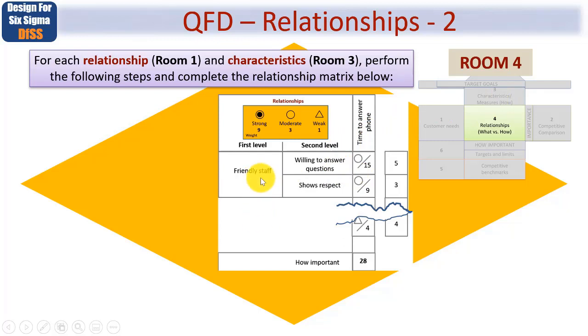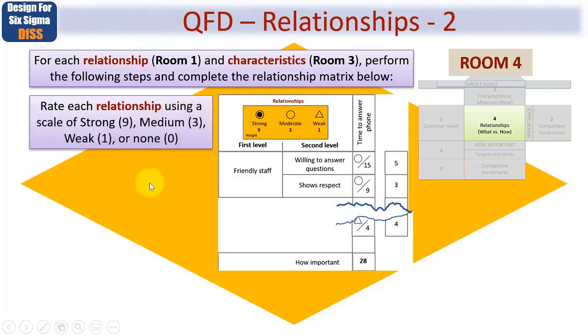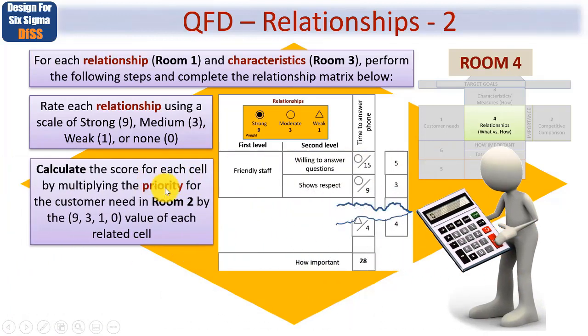Here at the first level you've got friendly staff, and from that at the second level, remember looking down at the sub-elements: willingness to answer questions, shows respect, and so on and so forth. And we compare that in this case against the time to answer the phone. So you'd rate each relationship using a scale of strong for 9, medium for 3, weak giving it 1, or if there's no relationship at all, then 0. You then go on to calculate the score for each cell by multiplying the priority for the customer need that you determined in Room 2 by the relationship score, 9, 3, 1 or 0, value of each related cell.